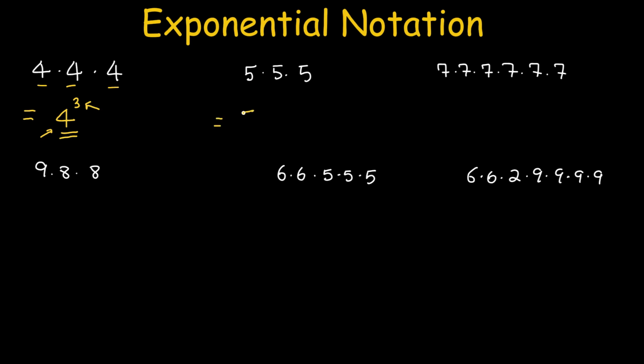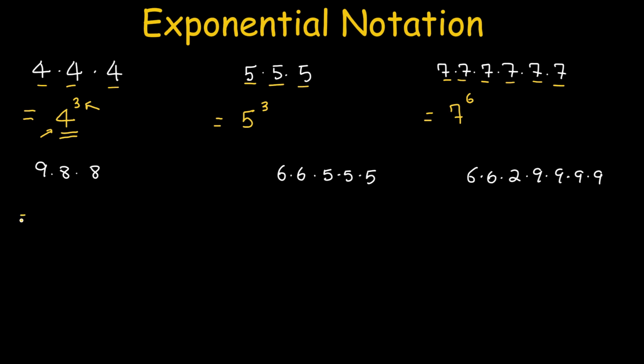Our base is 5. And what is the exponent? Let's count the number of 5s. 1, 2, 3. So it's 5 cubed. All right, what about this one here? The base is 7. And let's count 1, 2, 3, 4, 5, 6. That is 7 to the 6th power.